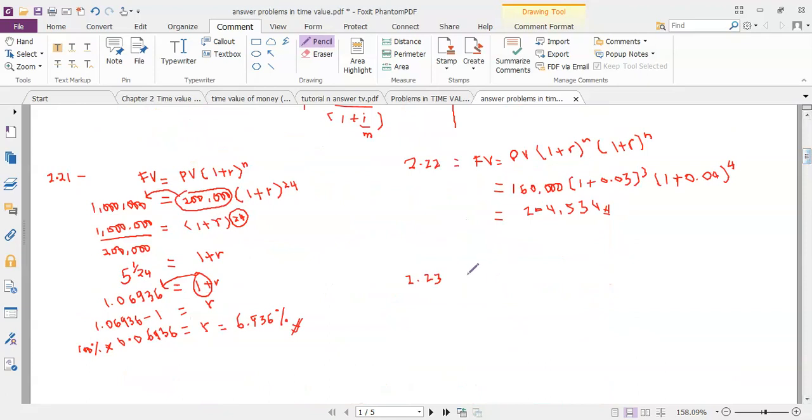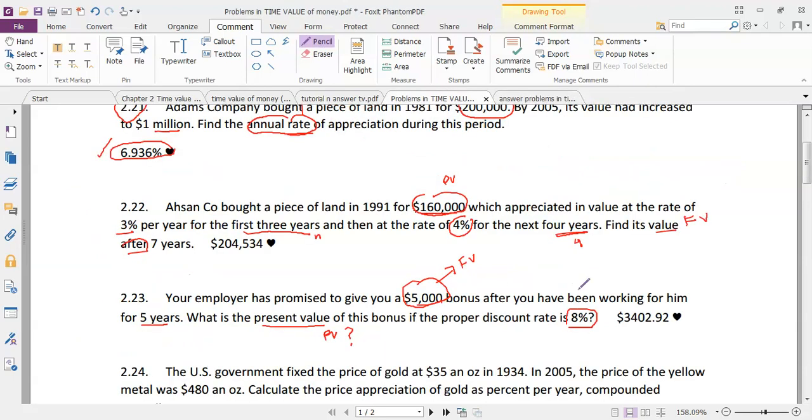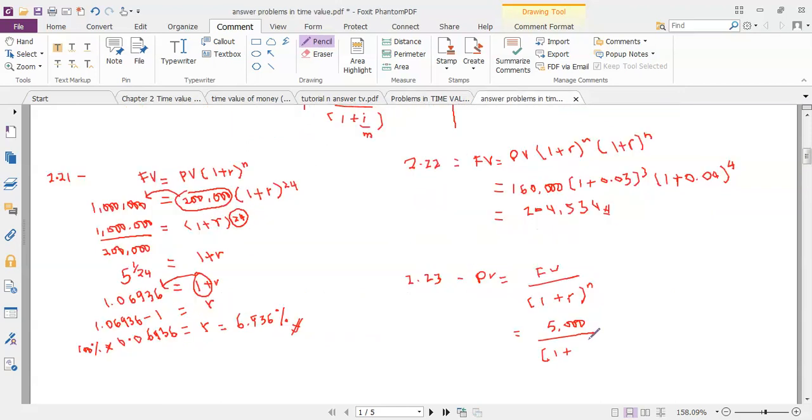Okay, so PV is equal to FV divided by 1 plus R to the power of N. Macam tu je. So you just need to put the figures. Future value is 5,000 divided by 1 plus R. How much is the R? 8%, so 0.08. How much is the N? 5 here. 0.08, the power of 5.